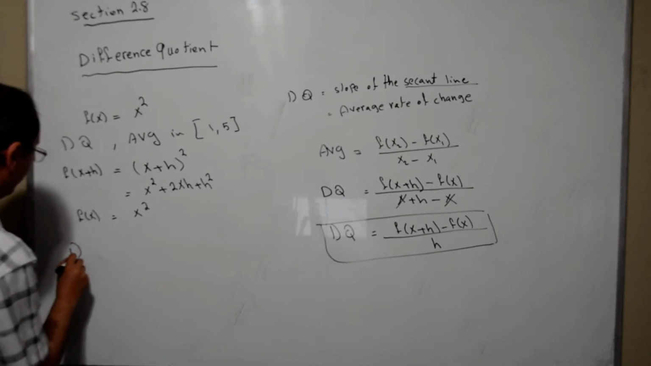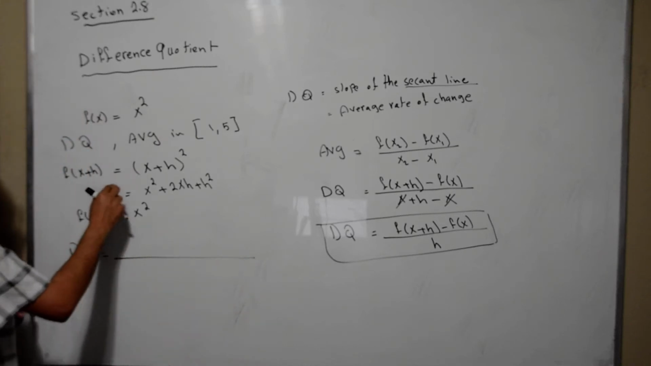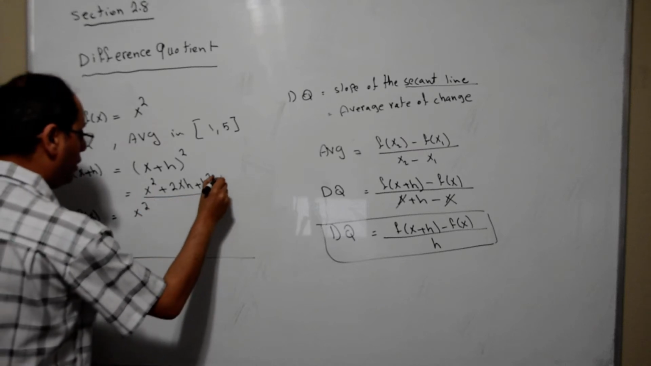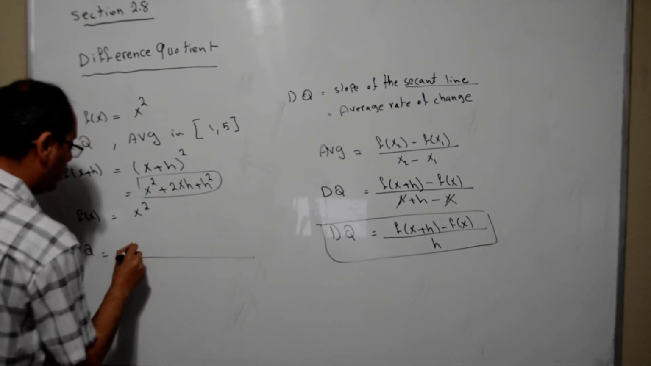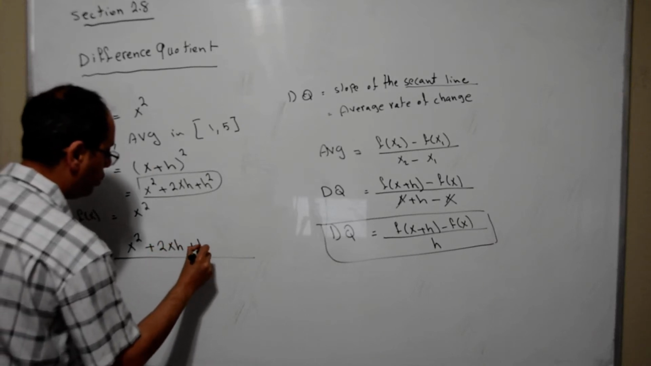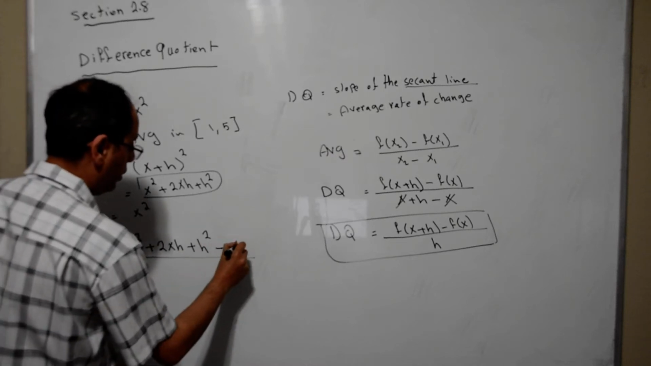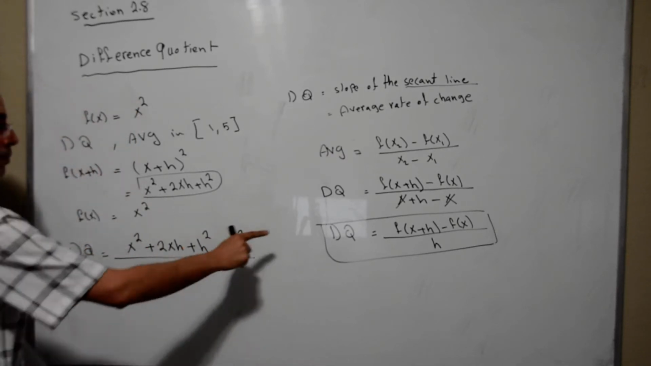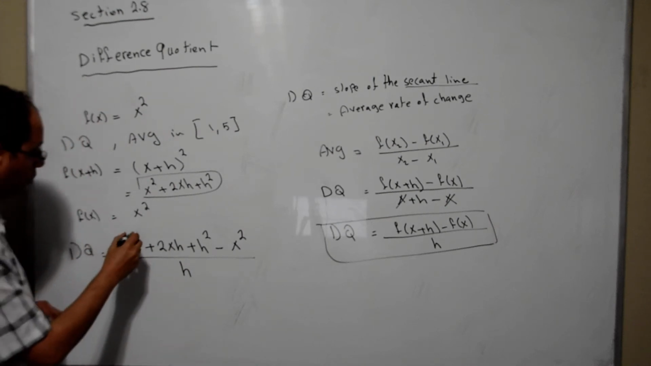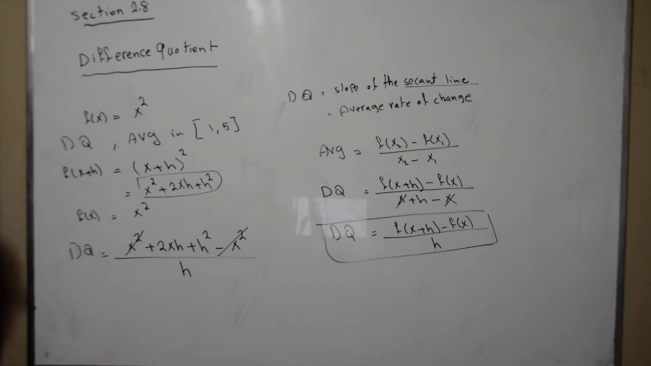So I have dq, this is f of x plus h, which is that guy, x squared plus 2xh plus h squared, minus x squared over h. Okay, so now I can simplify this formula. So I have x squared with negative x squared, it cancels out.